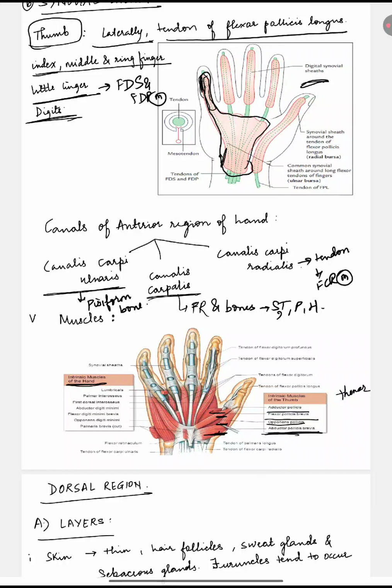Next are the hypothenar muscles. Hypothenar muscles are abductor digiti minimi, opponens digiti minimi, flexor digiti minimi brevis and palmaris brevis muscle. These are hypothenar. Next is the medial muscle group, which is lumbricals, palmar interossei, and dorsal interossei. These are the medial muscle group.